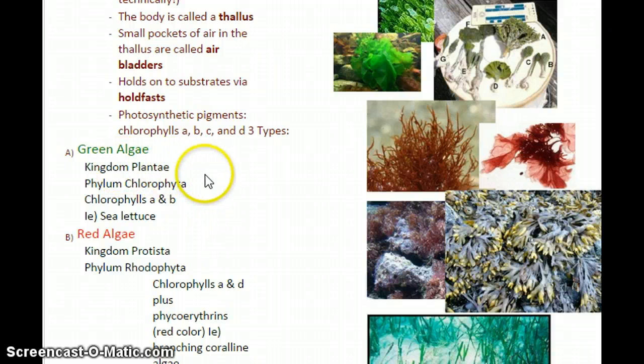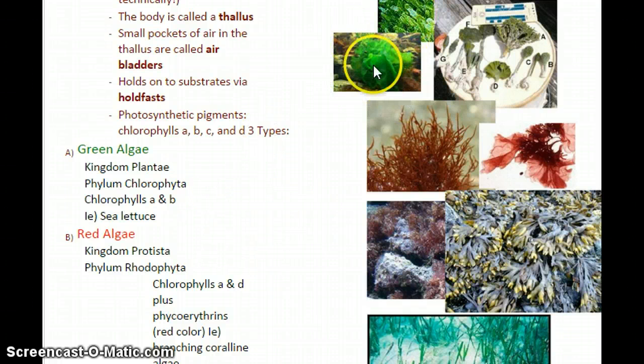Now, here's what's amazing: green algae are actually considered to be part of the plant kingdom, even though they're not technically plants. So they belong in kingdom Plantae. They're in phylum Chlorophyta. So chloro refers to the greenness of them, like chloroplasts. And that would include things like sea lettuce, like this guy right here.